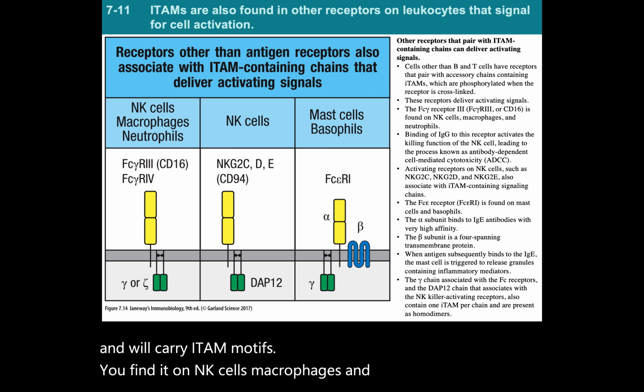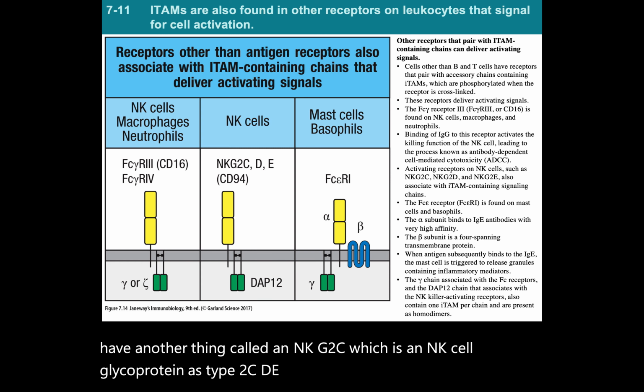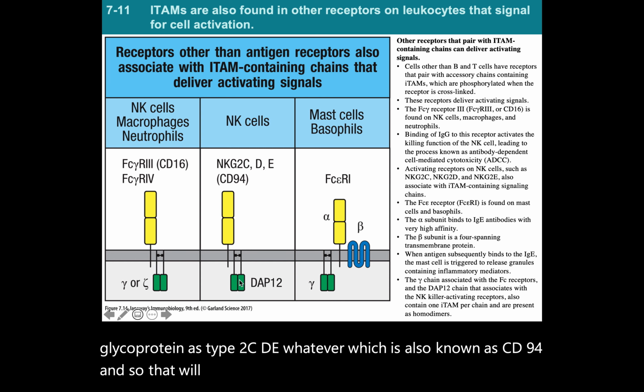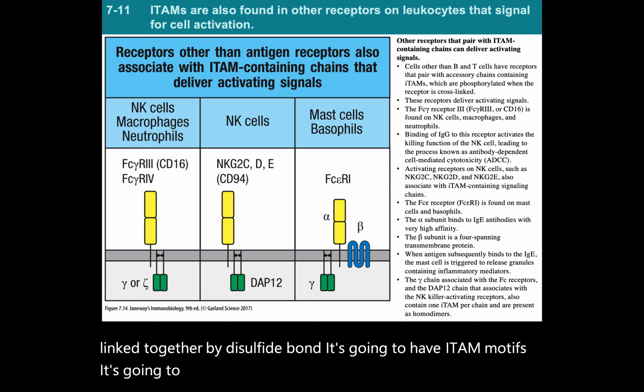NK cells will have another thing called an NKG2C, which is an NK cell glycoprotein, type 2C, D, and E, whatever, which is also known as CD94, and so that will also associate with another thing. It's going to be linked together by a disulfide bond. It's going to have ITAM motifs. It's going to be a lot like a zeta chain, but it's a different zeta chain.